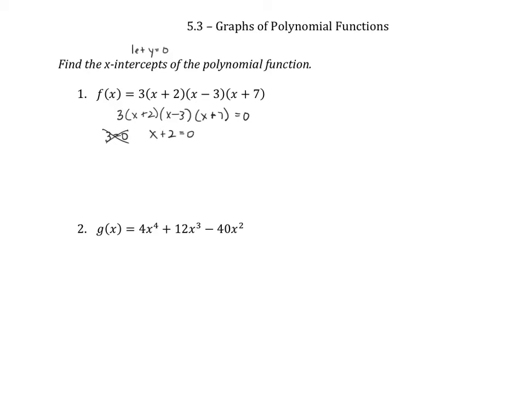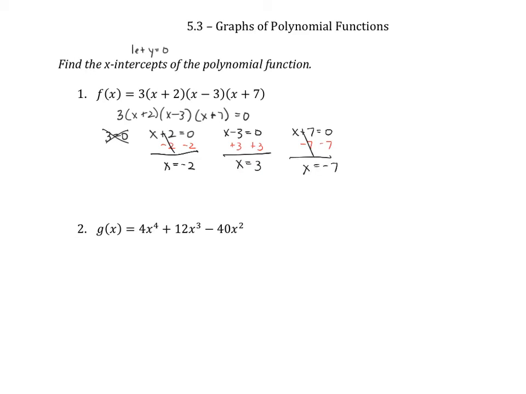x + 2 = 0. If we subtract 2 from both sides, we will get x = -2. So there's going to be one x-intercept. x - 3 = 0. We're going to add 3 to both sides. We're going to get x = 3. And then x + 7 = 0. We're going to subtract 7 from both sides. We get x = -7.